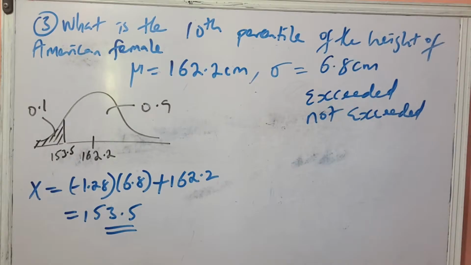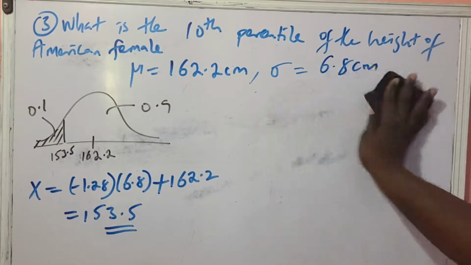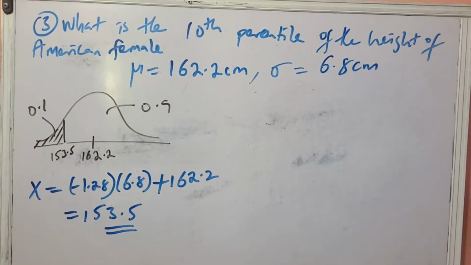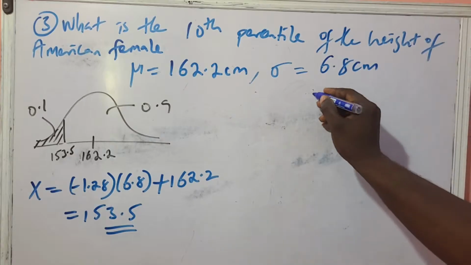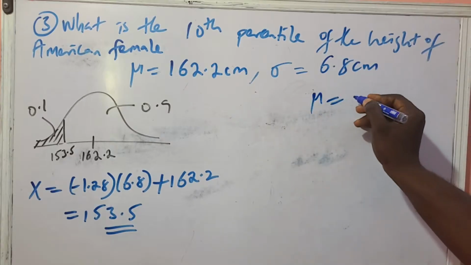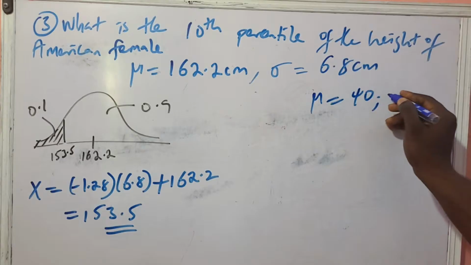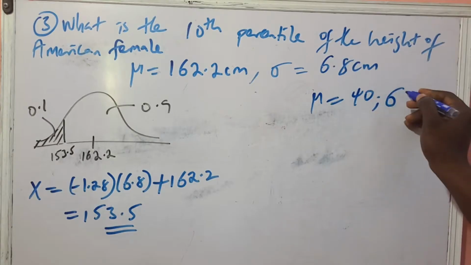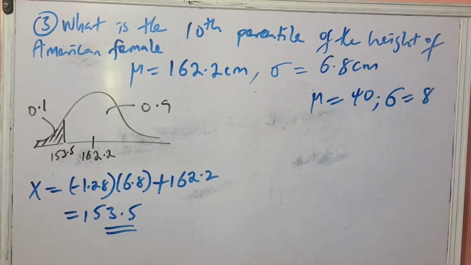The scores in a test are normally distributed with a mean of 40 and a standard deviation of 8. All right, pay attention to what I just said.